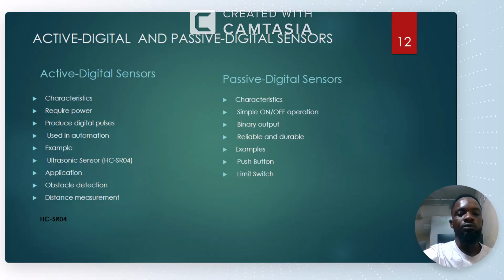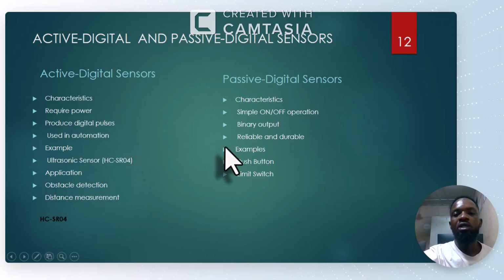Okay. So we also have examples. So we have the ultrasonic sensor, that is the HC-SR04, the most common one in the market. Then the application is obstacle detection, and then we have distance measurement.